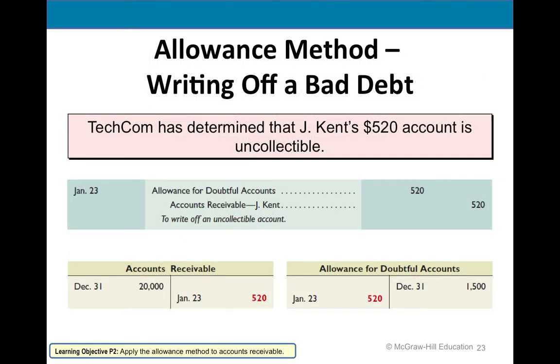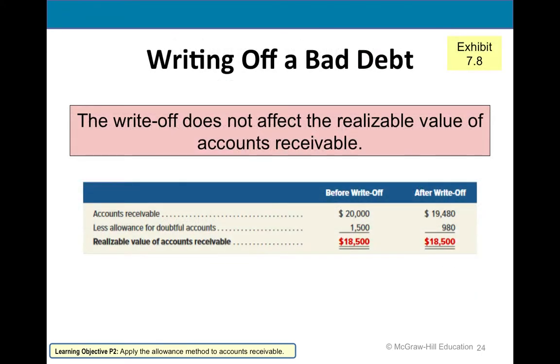Now let's say we determine exactly, still using the allowance method, that Mr. Kent's really not going to pay us. So now we debit allowance for doubtful accounts to lower the balance, because it's no longer doubtful. We know exactly we're not going to get paid for it. Then you credit Mr. Kent's account, because now we can actually write it off. We got to remove it because Mr. Kent's not going to pay us. And if you notice, the write-off doesn't affect the realizable value, the net AR value.